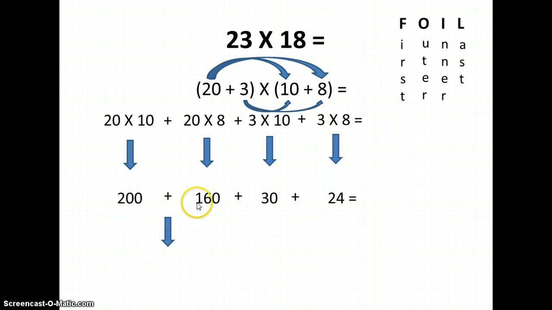Now we just need to add the numbers. So 200 plus 160 equals 360. Bring that plus sign down. And 30 plus 24 equals 54. Now we just need to add these last two numbers. And the sum is 414. So 23 times 18 equals 414.